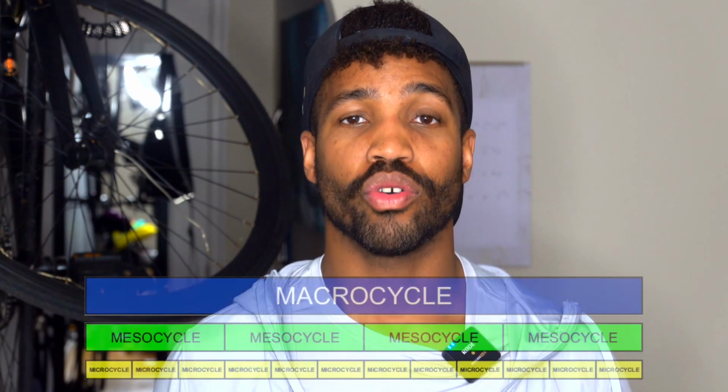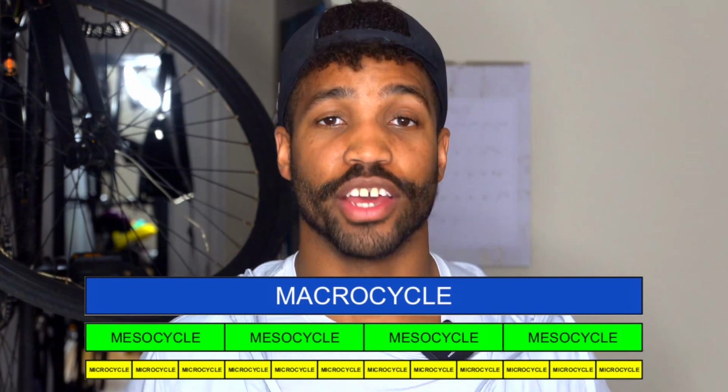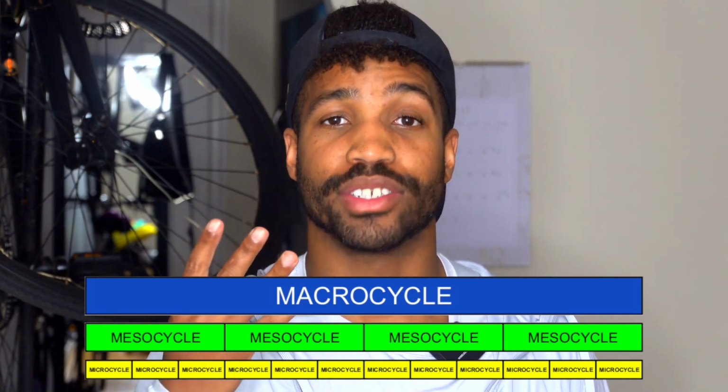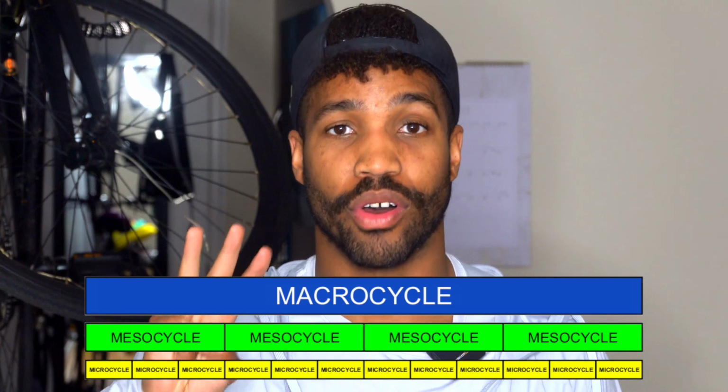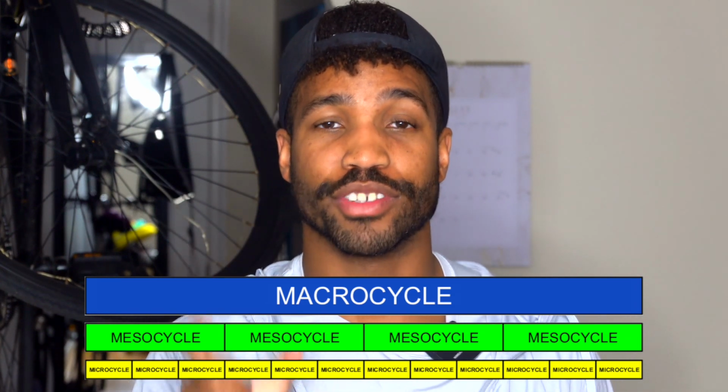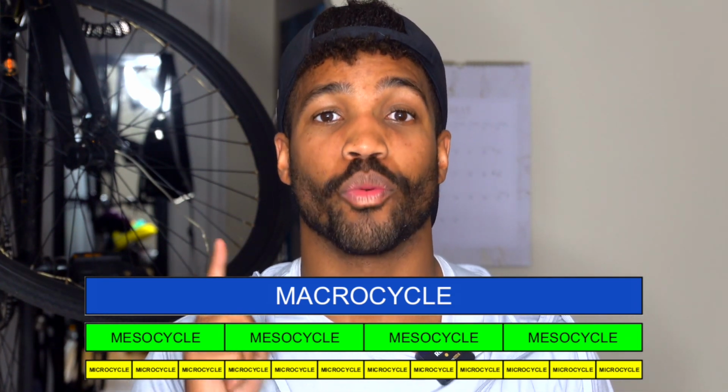Training with linear periodization might look something like this. Your macro cycle represents your year of training. It'll be broken up into 4 mesocycles that are 3 months long. And within those mesocycles will be 3 microcycles that are 1 month long. You can think of those 4 mesocycles as your off season, your preseason, your in season, and your championships. Your championship, or mesocycle number 4, is likely where you'll be doing most of your peak training.